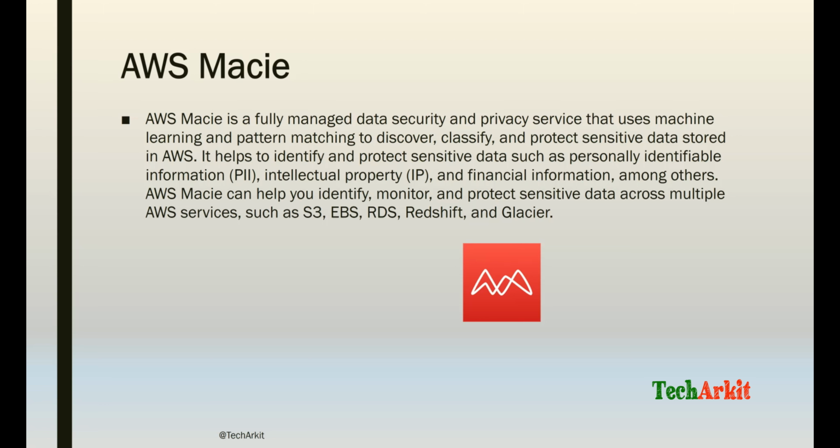So this way, it actually classifies the data and organizes the services to do the protection. So what can it do? Data discovery and classification. Basically it uses machine learning to automatically discover and classify sensitive data stored in AWS. It can identify over 40 types of sensitive data such as credit card numbers, social security numbers, and IP address information, and can also be trained to recognize custom data types specific to your organization.